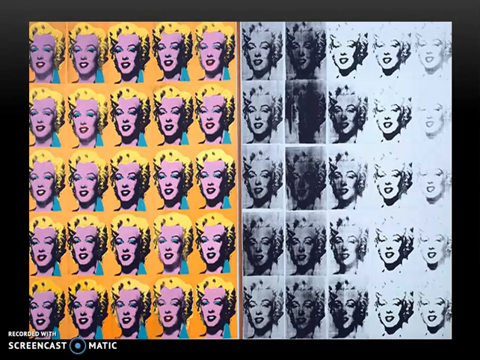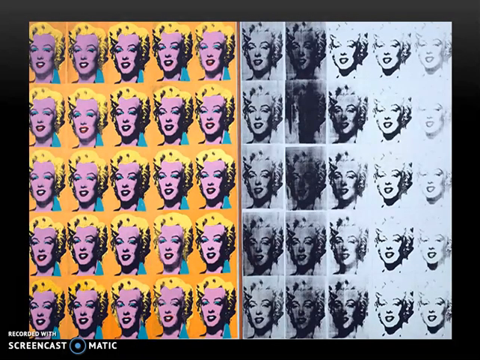Next we have a series of prints by Andy Warhol. He was an American artist who was a leading figure in the visual art movement known as pop art. His works explore the relationship between artistic expression, celebrity culture, and advertisement that flourished by the 1960s.